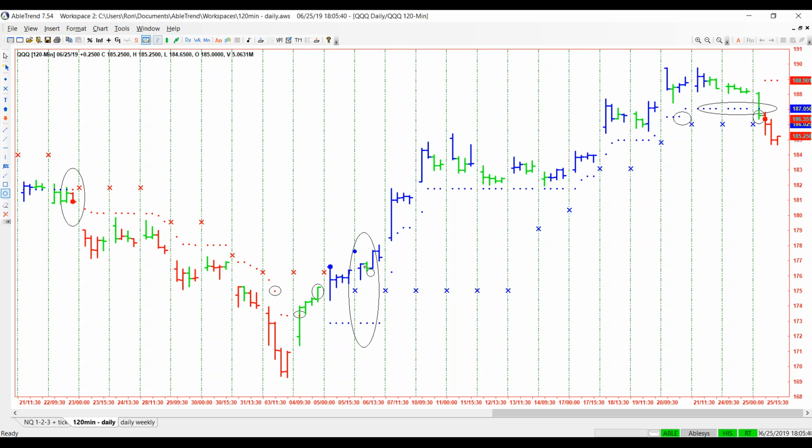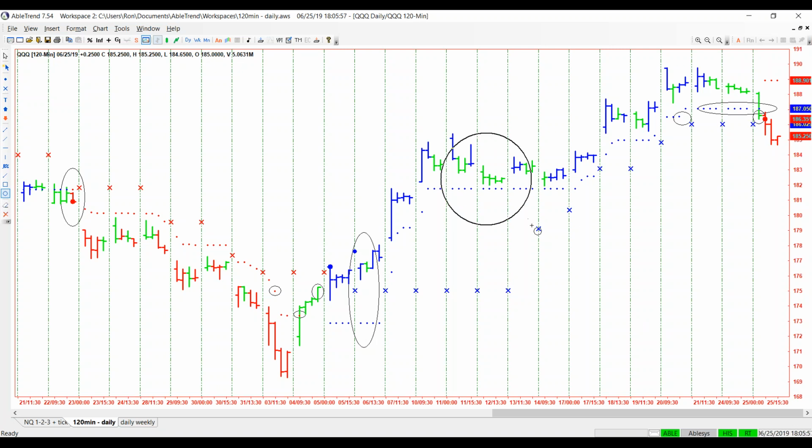So great trade here. Abletrend, if you had Abletrend 3 weeks ago, the software recommended buying the Qs at 177. We got stopped out today at 187. Nice. 10-point winner, and the software never said to get out.